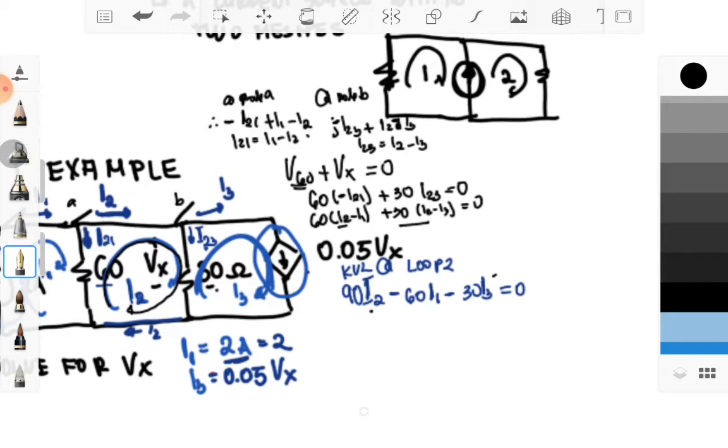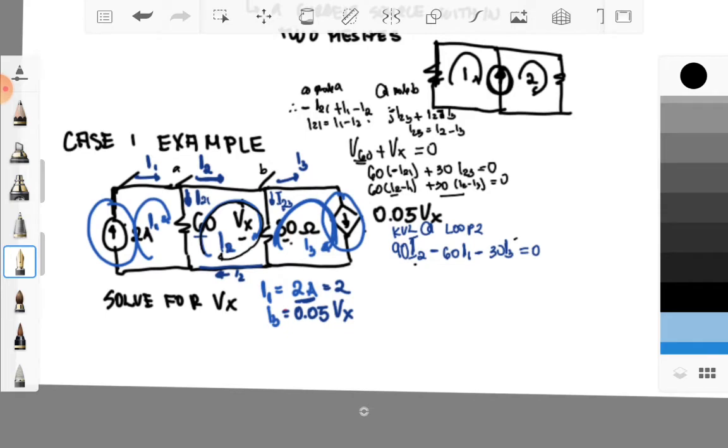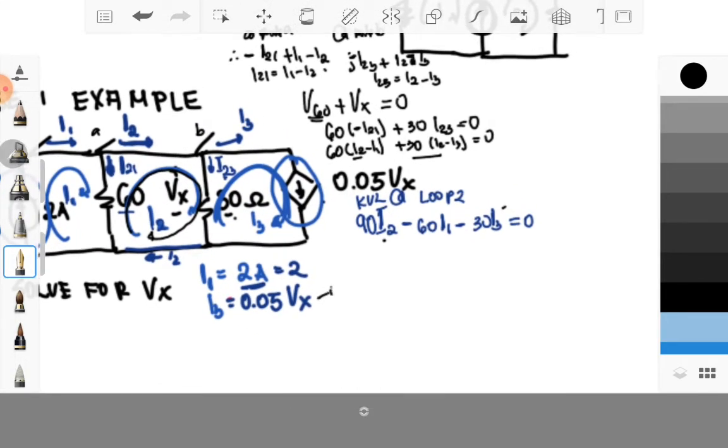That is our equation for this. So, sir, meron naman na tayong current I1 which is 2 amperes and then I3 which is 0.05 Vx. So, therefore, madadali na natin makukuha yan. Take note guys that your Vx, solving for Vx, is that we all know that your Vx is equal to, what is our Vx?